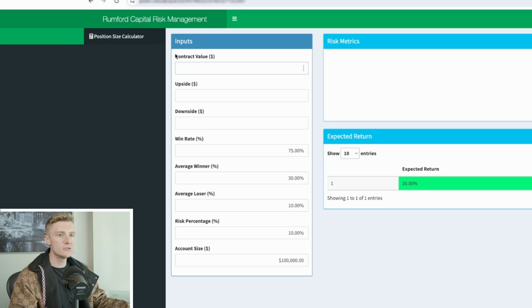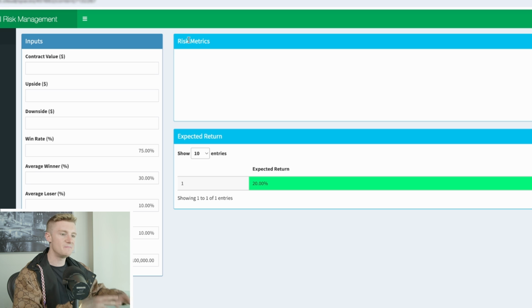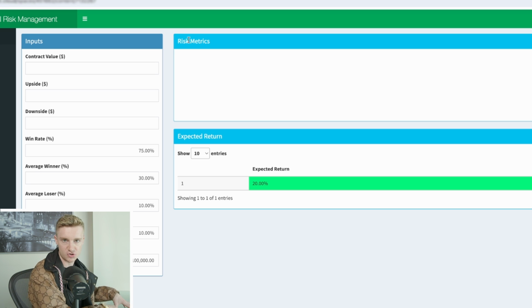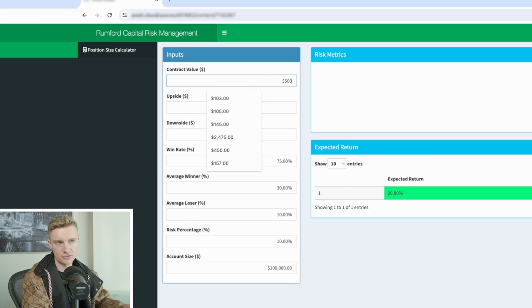Now, the other inputs, which in my case, like I said, I trade options. So contract value, upside, downside, those are going to correlate to the risk metrics behind that specific trade that you're going to be taking. So for example, let's say our contract value is going to be $500, one contract.